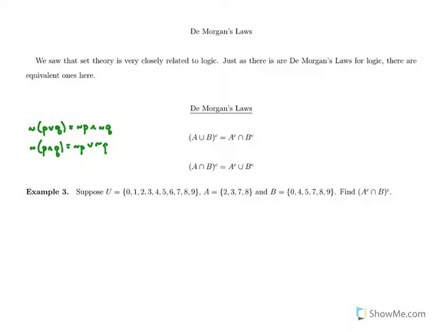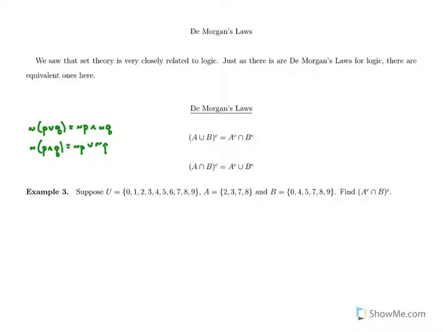All right, so let's think about this example here. Our universe is all single-digit numbers, 0 through 9. A is 2, 3, 7, 8. B is 0, 5, 7, 8, and 9. We are trying to find A complement intersect B total complement.